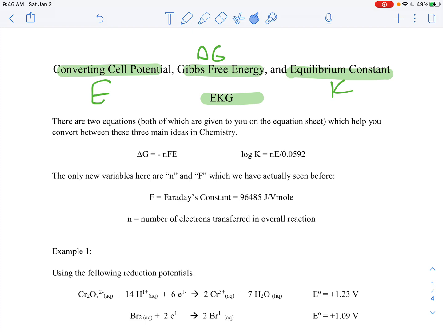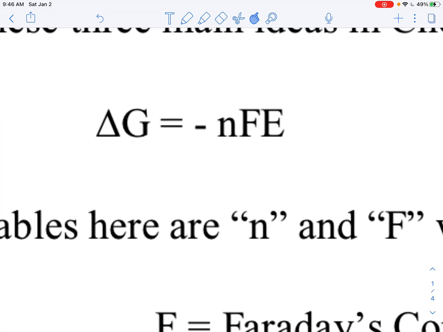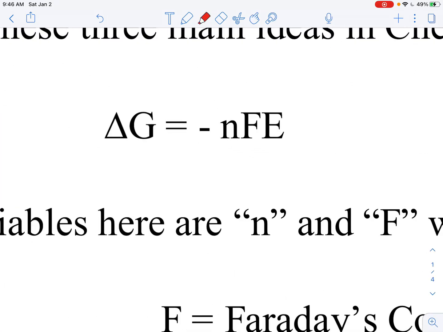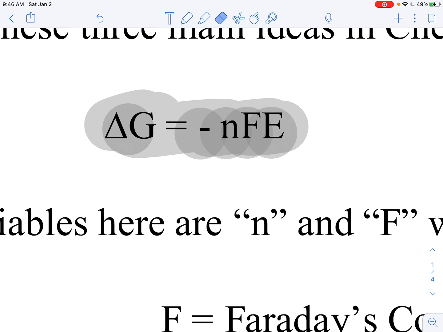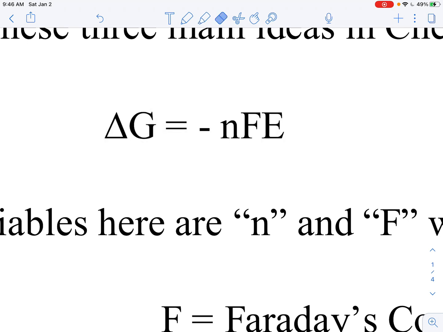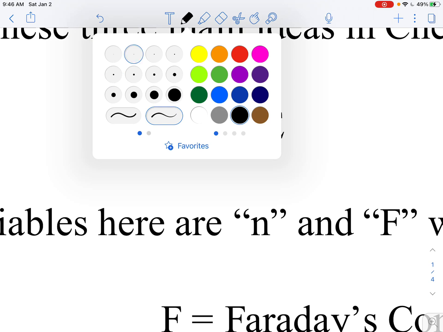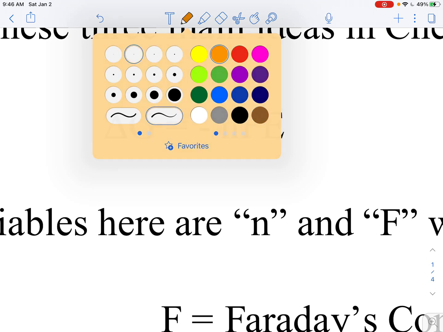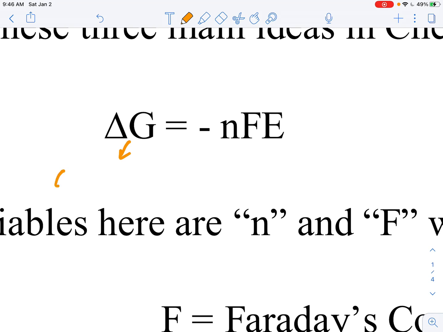There are a couple of equations, both of which are on the equation sheet that you're going to get. So you don't have to memorize these, which is great. You just have to know how to use them. And the two equations are as follows: if you want to transfer back and forth between delta G and E, you're going to use this equation here, where delta G is equal to negative nFE. We have seen all of these things before. Let's take a quick moment to remind ourselves what these things are here. So delta G is obviously the Gibbs free energy. E is obviously the voltage.